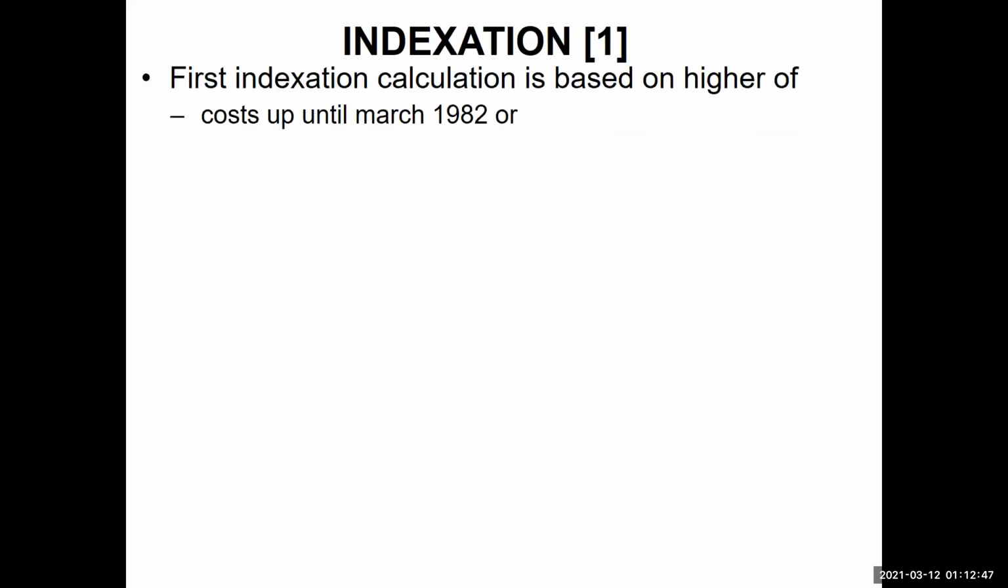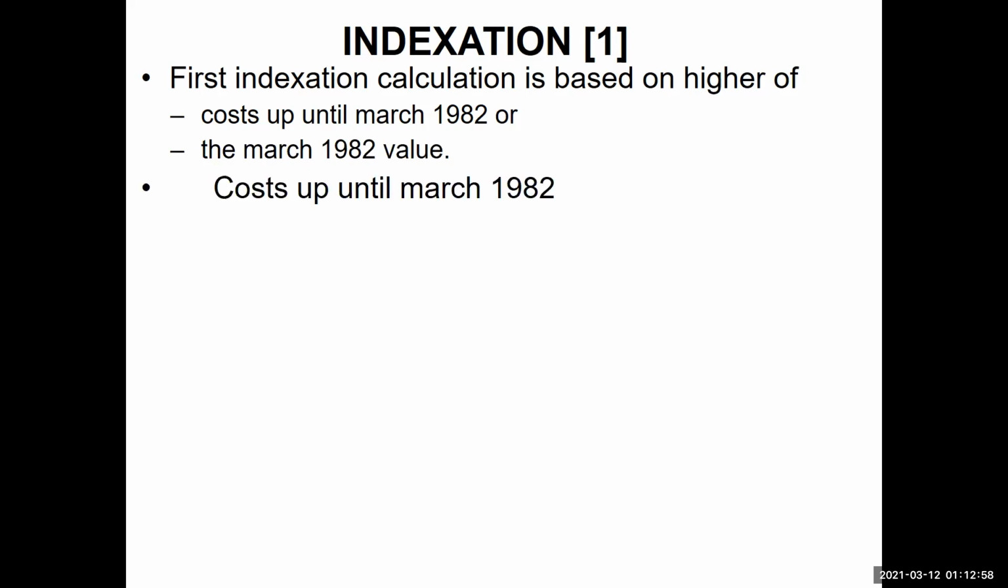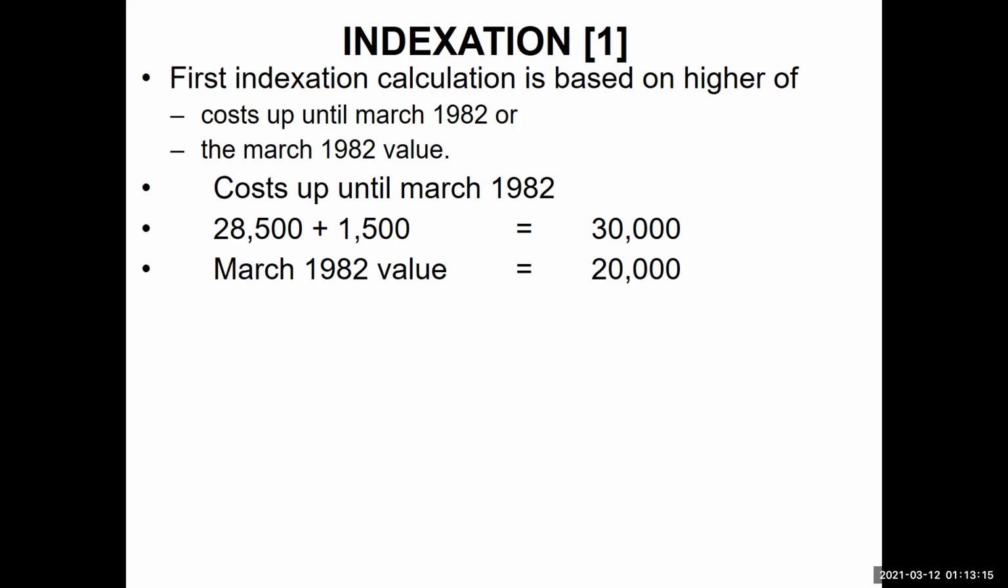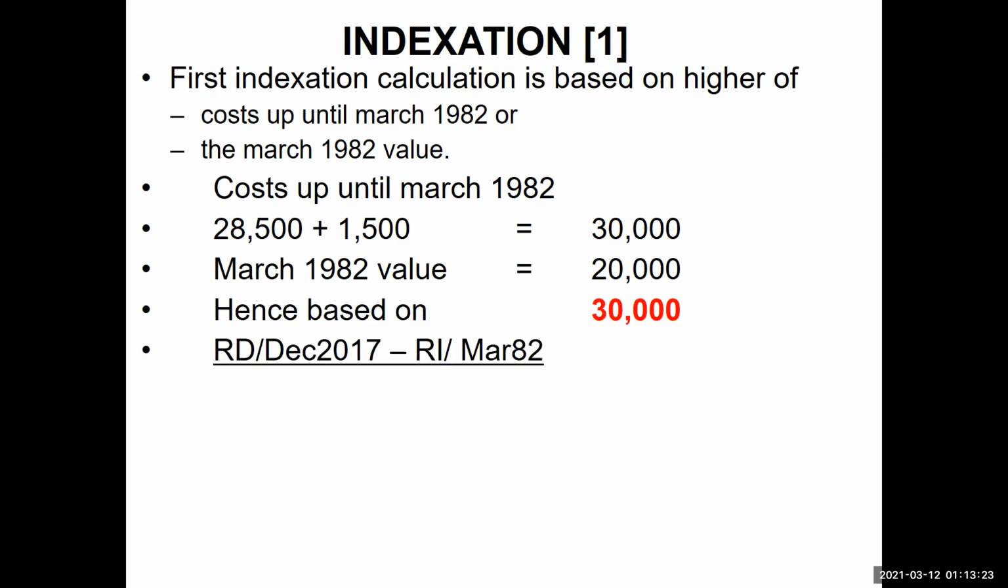Now, indexation, how we got the 107,000. So first, two calculations. We find the indexation based on the higher of the cost until March 1982 or on the value of March 1982. So check the cost for the two. Now, what was the cost up until March? We bought it for 28,500, right? And we enhanced it with 1,500. So the cost pre-1982 or up to 1982 was 30,000. What about the value as of 1982? It was 20,000. We choose the highest, so we choose 30,000. So we do the indexation based on the 30,000.